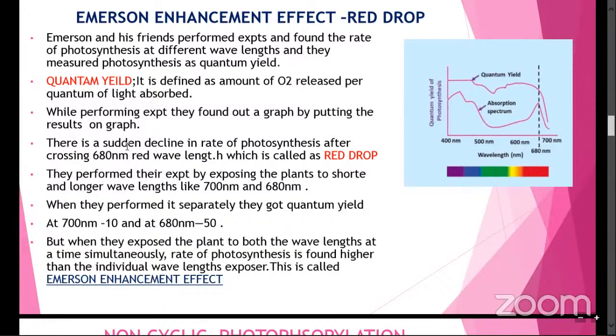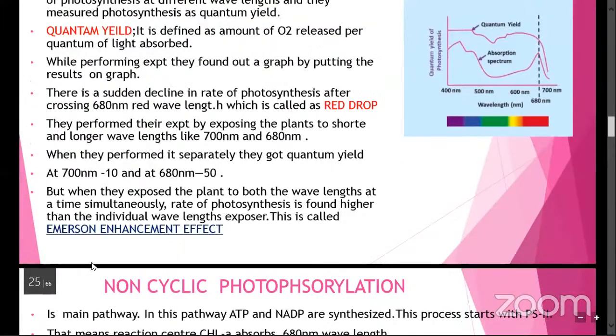So the red drop is defined as a sudden decline in the rate of photosynthesis after crossing 680 nanometers of red wavelength. This is the most important investigation made by Emerson and his co-workers. So this is about the Emerson enhancement effect.